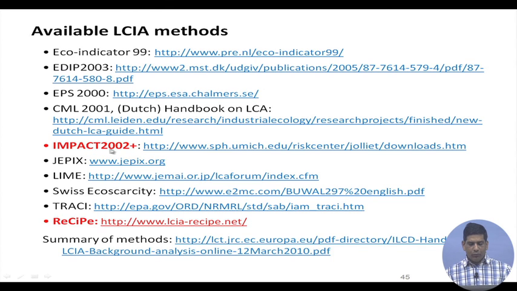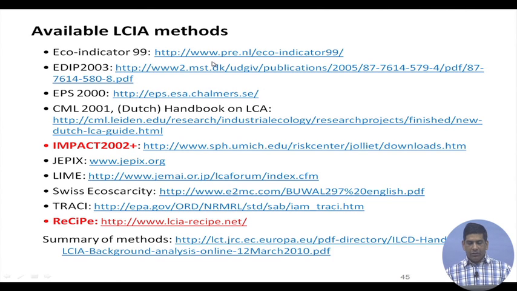So Impact 2002+ and ReCiPe, those I have highlighted in red, and then others are also there. Then there is a summary of methods. There was a summary of methods done in this ILCD handbook, which I showed you as part of that LCA history slide during the material of last week. That kind of gives you all the methods that were developed until 2010, summarized. It's like a review article. So it helps you to choose which method will work best for you in terms of different LCIA methods.